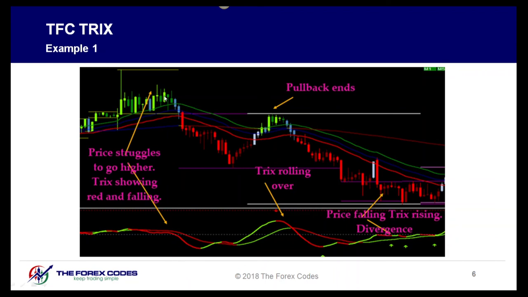And then price falls through the wave and goes red. The candles go red as price goes below zero. And you can take a trade there. Okay? You can take a short there.